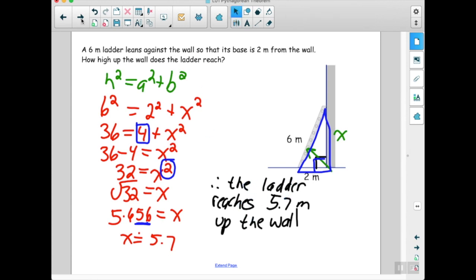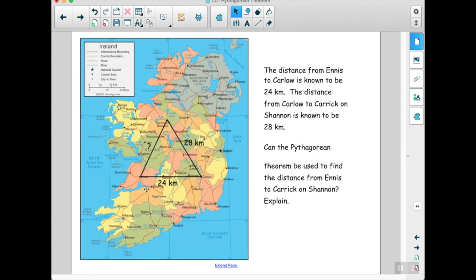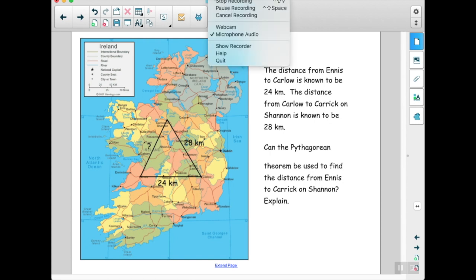All right, let's look at the next page. I'm going to get you to think about this one. We know the distance from Ennis to Carlo is 24, and the distance from Carlo to Shannon right here is 28. Can we use the Pythagorean theorem to find the distance from Ennis to Carrick on Shannon? I'm going to pause and give you some time to think about that. Give some thought to when you are allowed to use the Pythagorean theorem.